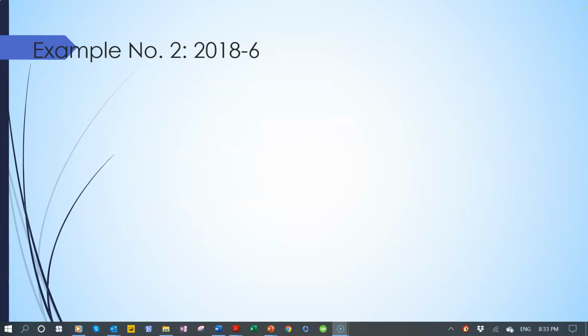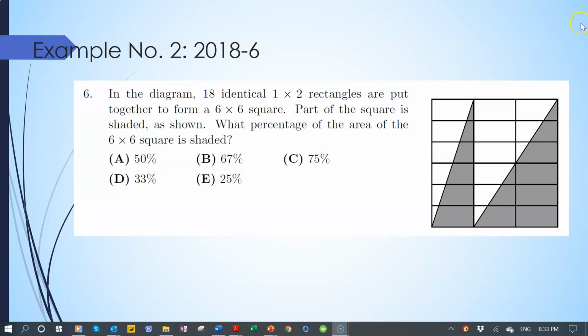Now example number 2. This question comes from the 6th question in the year 2018. In the diagram on the right, we can see 18 identical 1 by 2 rectangles are put together to form a 6 by 6 square. Part of the square is shaded. As shown, what percentage of the area of the 6 times 6 square is shaded? So basically we need to find the shaded area. How can we do this?